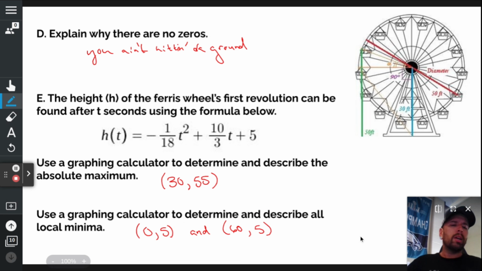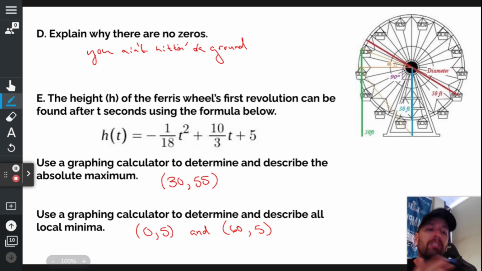Okay? So again, basically all of these problems cover what you should expect to see on this exam that you're probably going to be given if you're in AP Pre-Calculus.